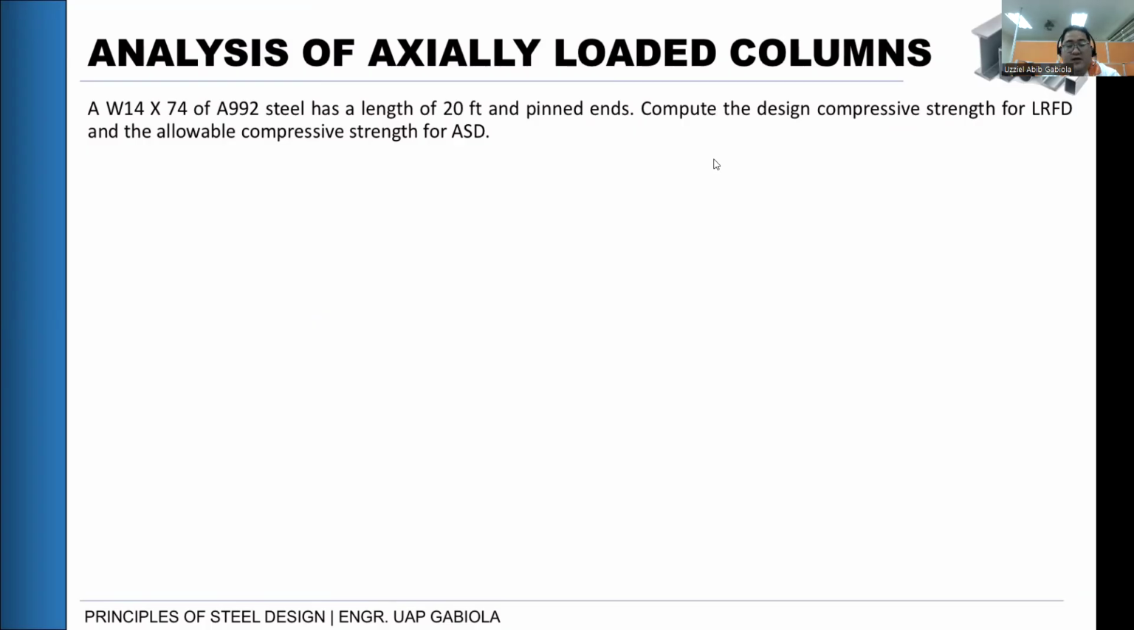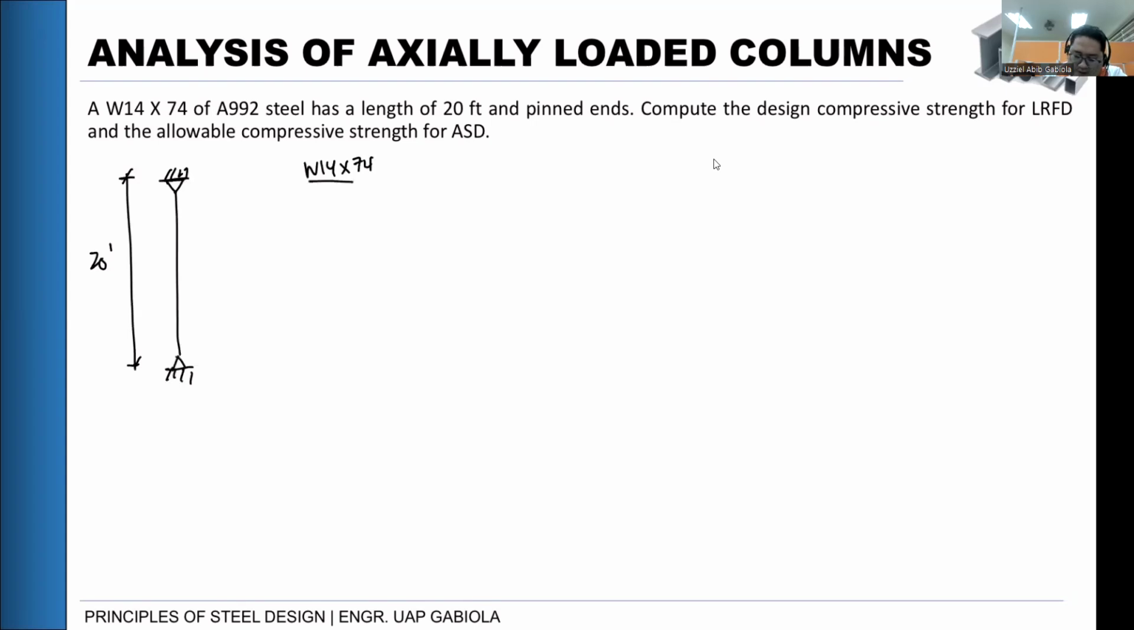W14x74. So walang explain kung ano yung condition niya on the strong axis and weak axis, ano. If that is the case, always assume na on both axis same lang yung boundary condition natin or yung support condition natin. So for this case, we have pin ends. So ibig sabihin for both strong axis saka weak axis, ito lang yung itsura ng column natin. Okay? And then meron tayong length na 20 feet.